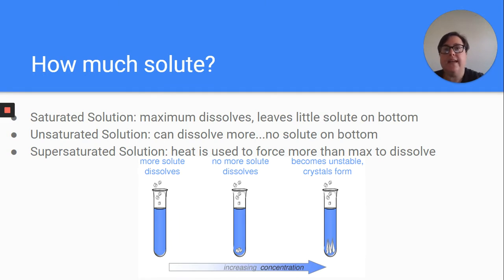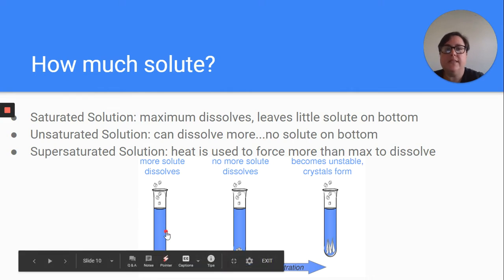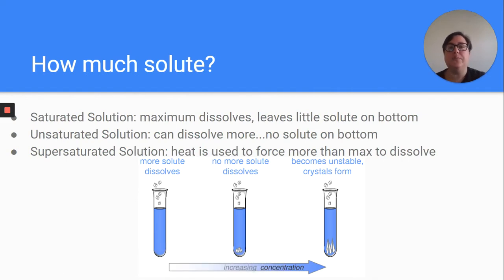If it's unsaturated, then you're under the maximum amount, which means you can dissolve more. And that's what the one all the way to the left represents. The one on the right represents a supersaturated solution. In a supersaturated solution, you forced it to dissolve more than the maximum amount. You do that by heating the solution, making more of it dissolve, and then slowly cooling it to room temperature. I'm going to put a video on Canvas showing a supersaturated solution and then showing all that excess, all the stuff above the maximum amount, coming back out. It's pretty cool to look at.